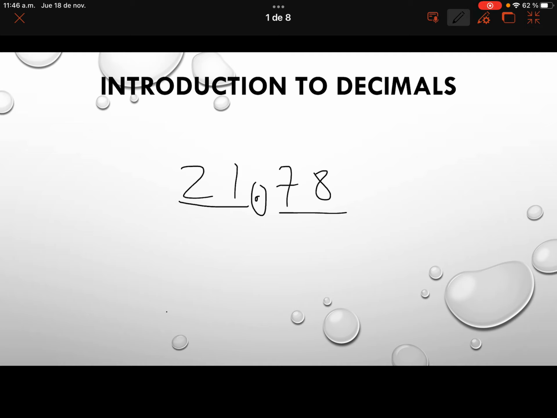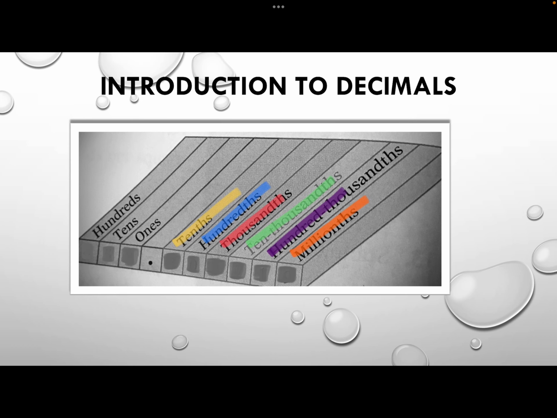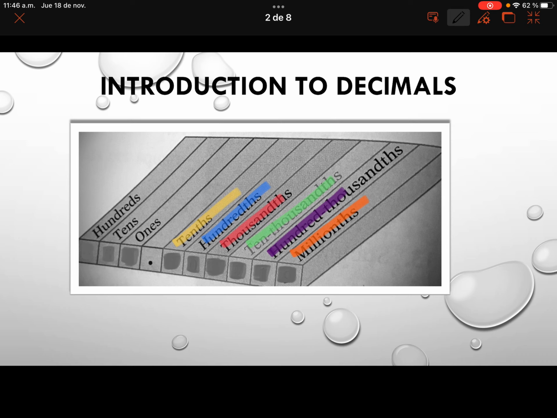Then for here, to explain this, it is important to remember the place value. Here we have this picture that helps us a lot to understand a place value chart. Okay, then for example, let's analyze some numbers. For example, 351.378, for example.